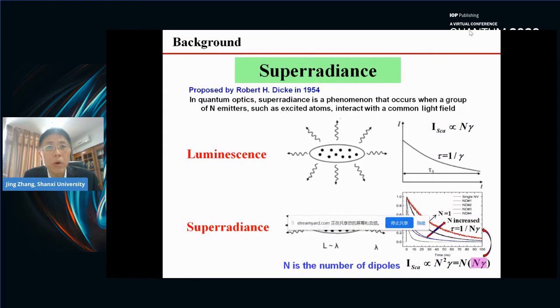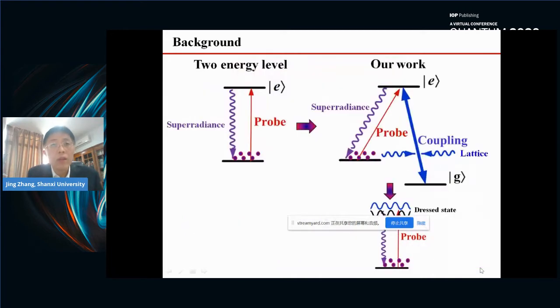The normal spontaneous emission is called luminescence, in which the scattering rate is proportional to N. In contrast, the scattering rate of superradiance is proportional to N squared. Thus, the decay rate of superradiance becomes 1 over N gamma.